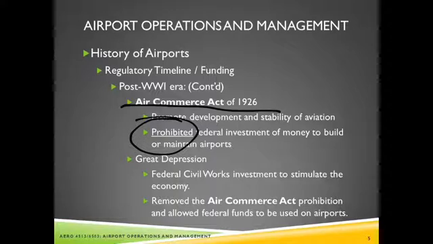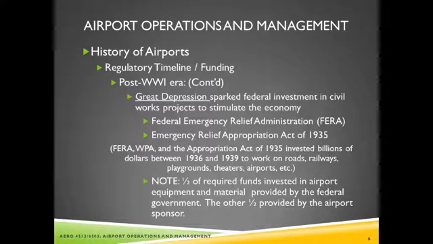Ironically, what changed all of that was the Great Depression that started in October 1929. In response to the Great Depression, Franklin Delano Roosevelt initiated a massive government spending bill to jumpstart the economy and put Americans back to work again.